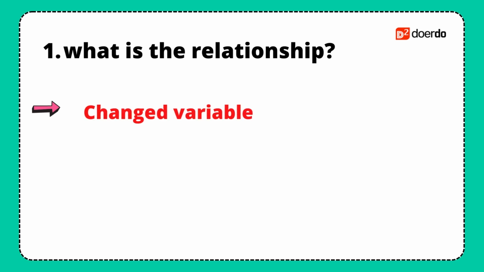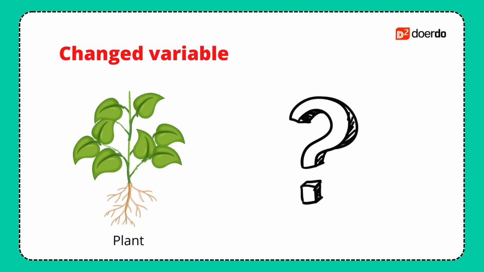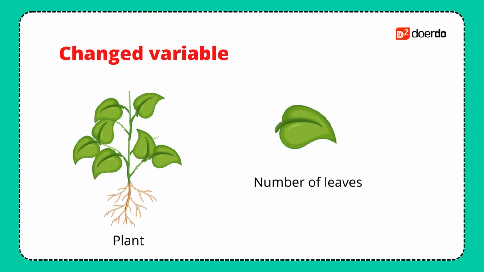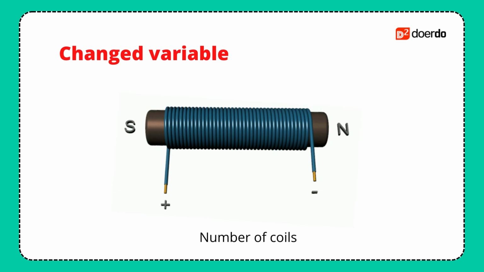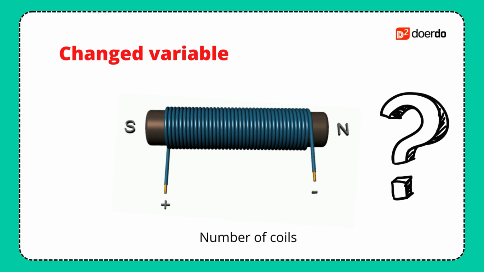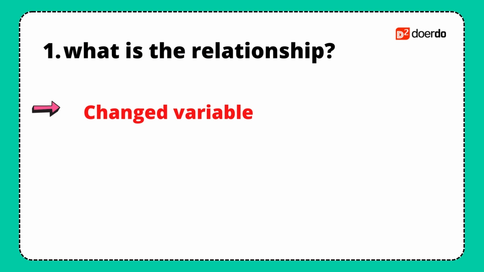The examiner is looking for you to identify the changed variable. For example, the first example I gave you was the plant, the number of leaves, and the photosynthesis. What is the changed variable? The number of leaves, isn't it? One experiment may have one setup which may have fewer leaves and the other one will have more leaves. Or in the second example I gave you, the number of coils around the iron rod and the electromagnetic strength, what is the changed variable? Most often, it is the number of coils. Identify the changed variable as number 1.